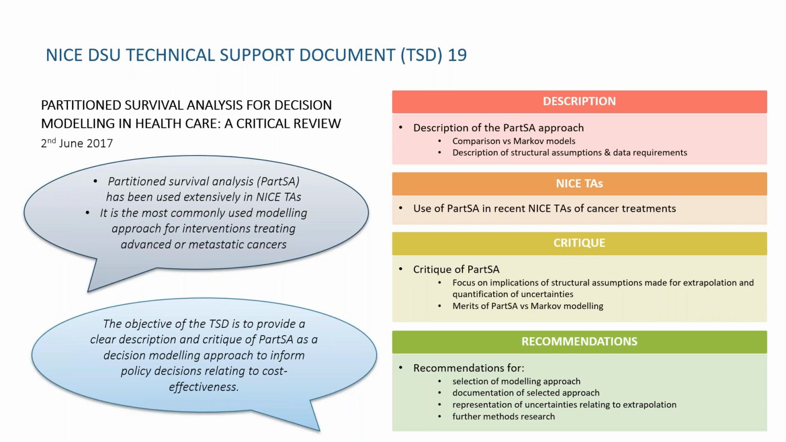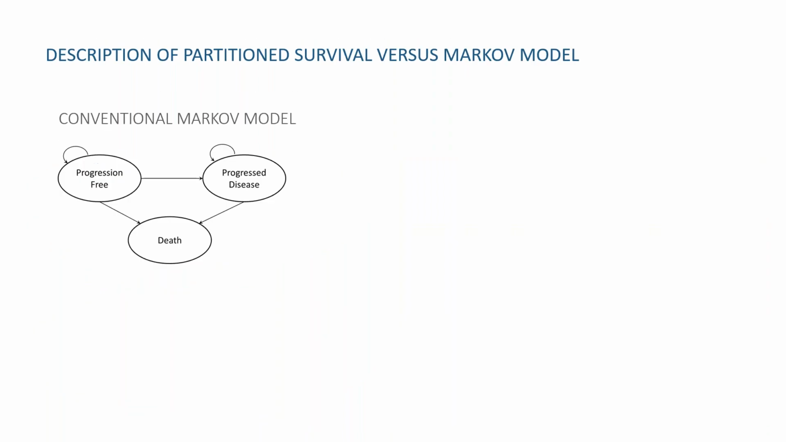So to start with, I will start by explaining what is a partition survival model and how it compares to a conventional Markov model. Here you can see a standard three-state Markov model, which is a very common approach for oncology models. The three health states here are progression-free, progressed disease, and death. And the arrows represent where patients can move from one health state to another.